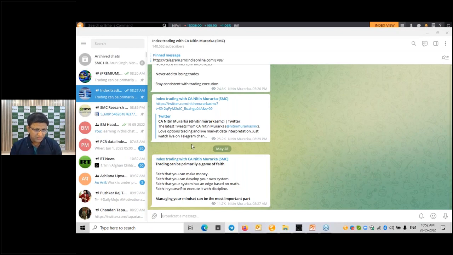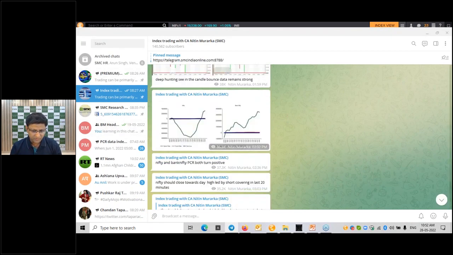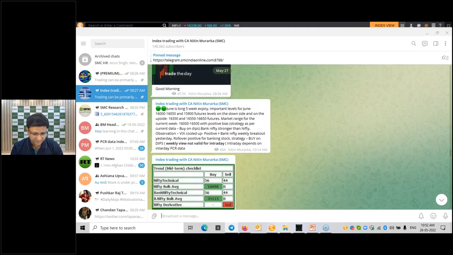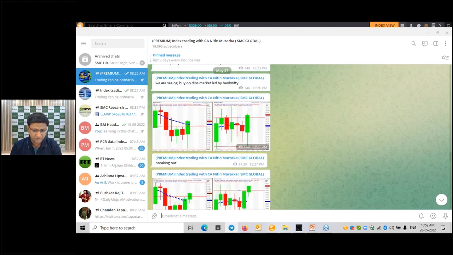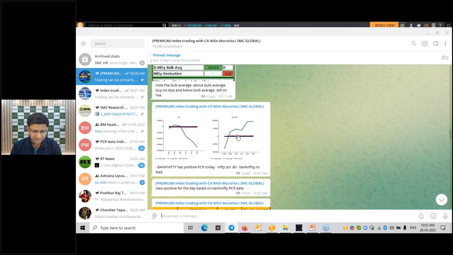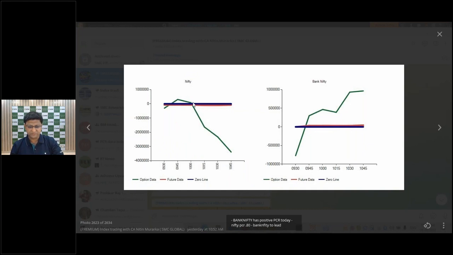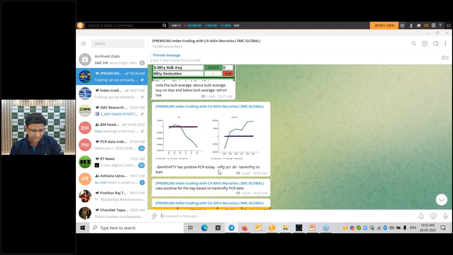So, for example, I will showcase to you, I have a Telegram channel where we mentioned the same thing in the morning. Let me show you. Say this was the data scenario, that Nifty PCR was going down and Bank Nifty PCR was going up. So what we were doing is, Bank Nifty has a positive PCR today, and at 10:52 we published a view that Bank Nifty has positive PCR today.